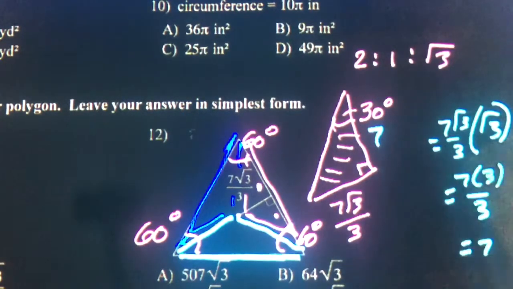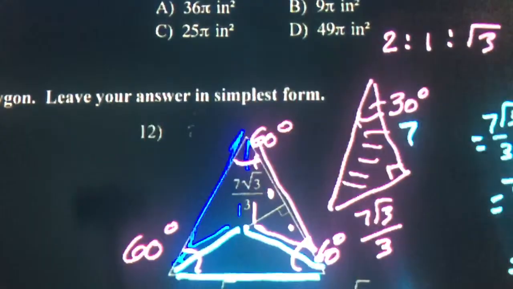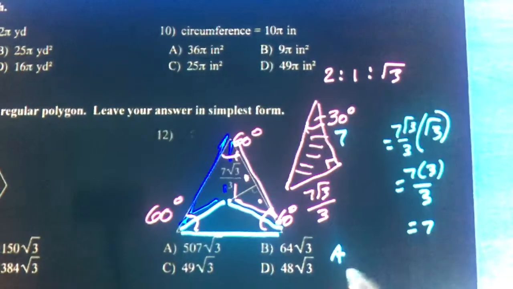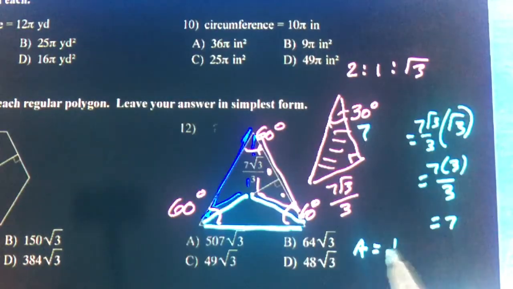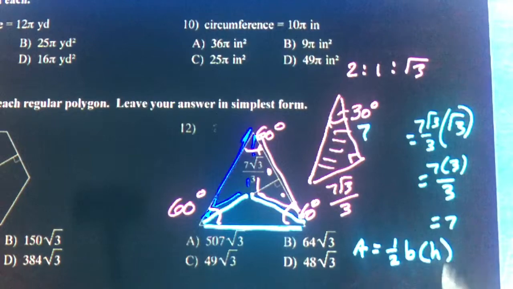And now we can get the area of this triangle. The area equals 1/2 base times height.